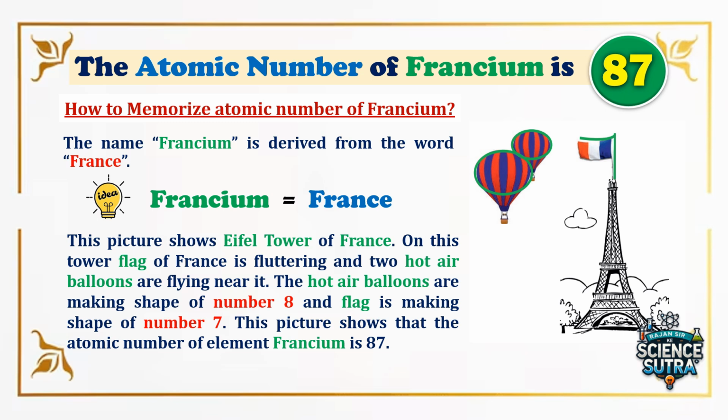Can you see it? Hot air balloons, 2 hot air balloons. Together they are making a shape of number 8, whereas the flag is making the shape of number 7. Together, we can say that this picture shows that atomic number of element francium is 87.